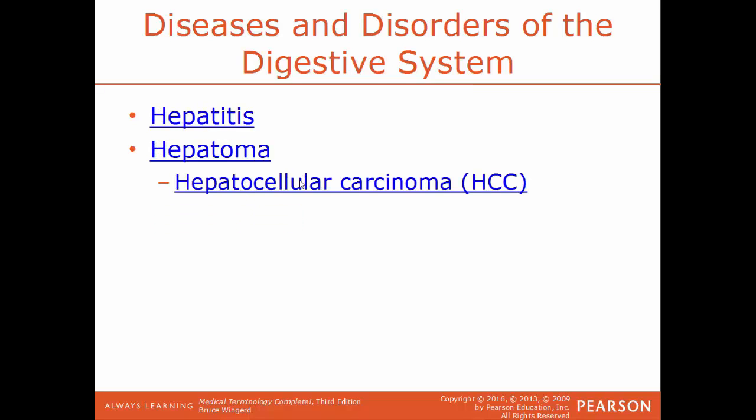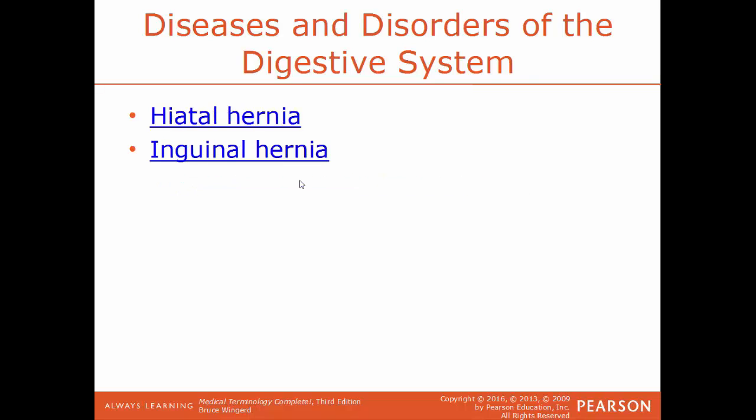Hepatitis. This is a disease that is characterized by the inflammation of the liver. And there are multiple forms of hepatitis. Our next term, hepatoma, is having cancer within the liver. And the most common type of liver cancer is our next term, HCC, hepatocellular carcinoma. It's also called malignant hepatoma.